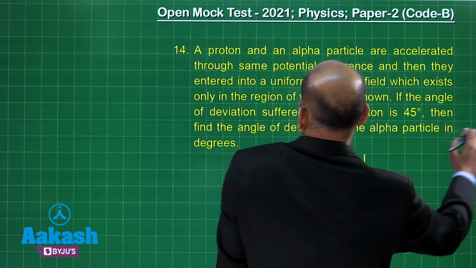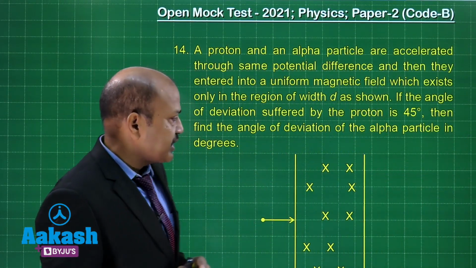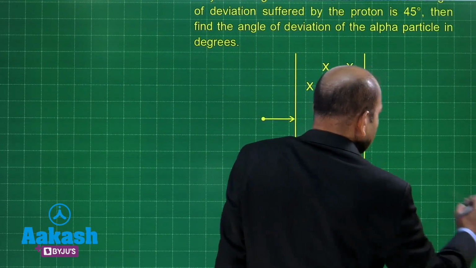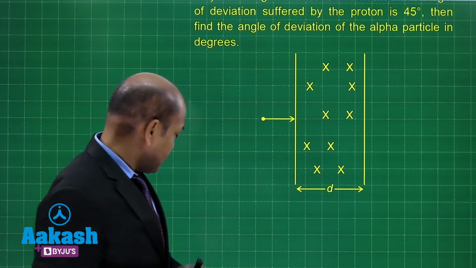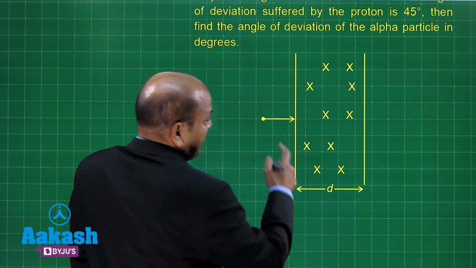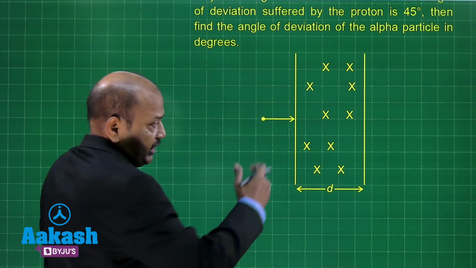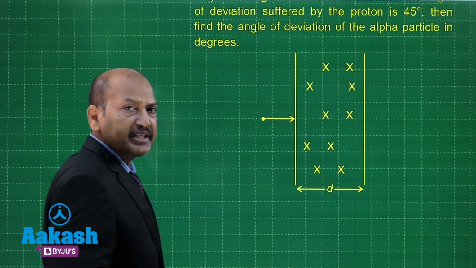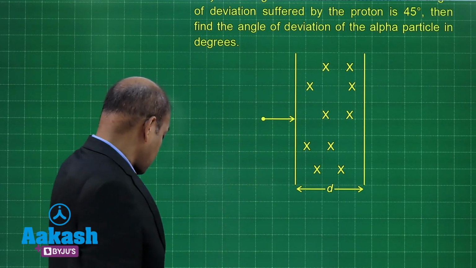Well, let us check it and verify. Yeah, they are both accelerated through the same potential difference. So, that will give us an idea about their kinetic energies, all right. But what is the concept here? The concept is this: as the particle enters the magnetic field, because its velocity is perpendicular to that uniform magnetic field, it will take an arc of a circle as a path.